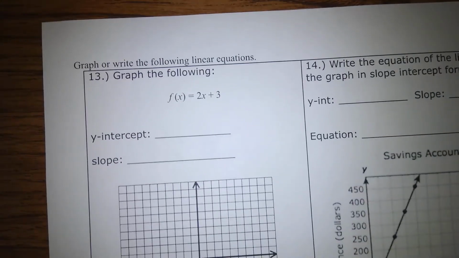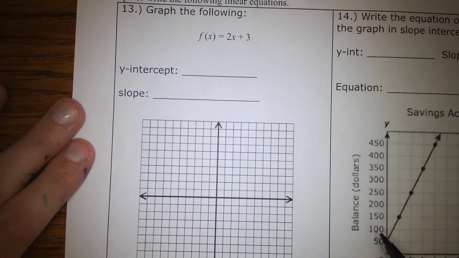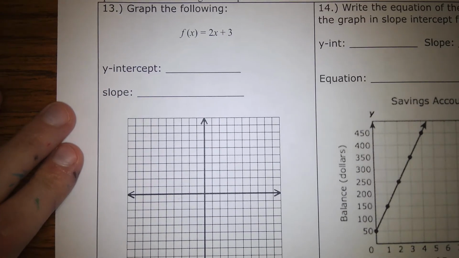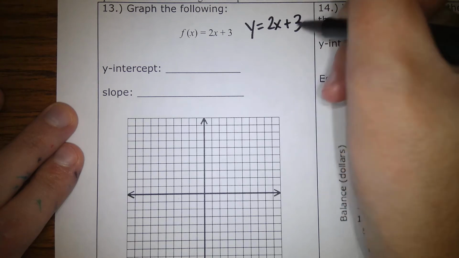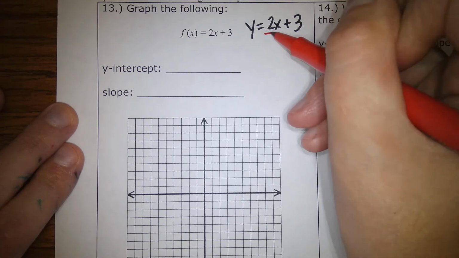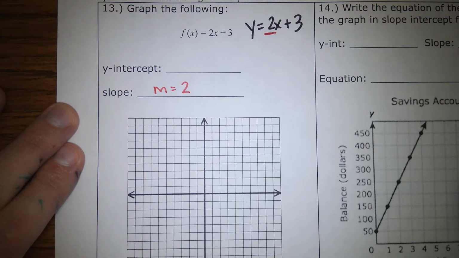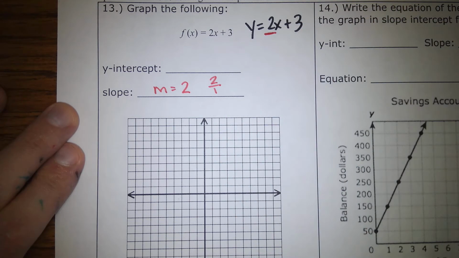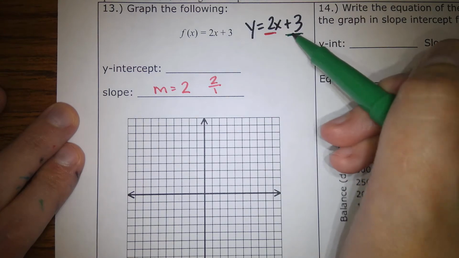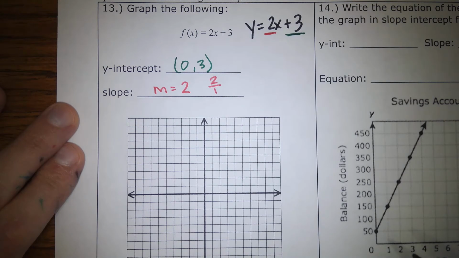Okay, so now we want to graph the following. So we have an equation like this. This gives us our slope-intercept form, and we can easily rewrite this equation as y equals 2x plus 3. And here we see that our slope is the coefficient of our x. So our m, or our slope, is equal to 2. If we wanted to write it as a fraction, we could write that as 2 over 1. Okay? And then we also see that our y-intercept is right here at 3. It's a positive 3. So we're going to say 0, 3.